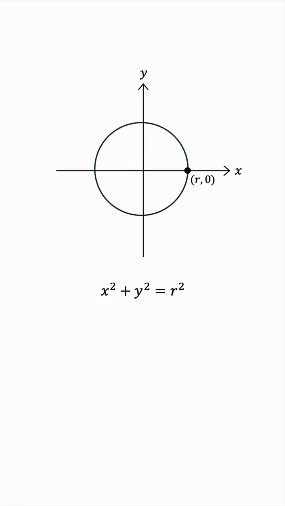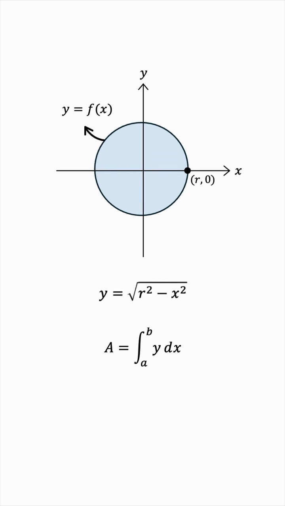We want to find the area of this circle, and what better tool to use than integration? But to do that, we need to express this curve as a function, y equals f of x, so that we can then go and integrate y dx to find the area. To find y in terms of x, we'll take x squared to the other side, and then take the square root of both sides. Don't forget the plus or minus, of course.